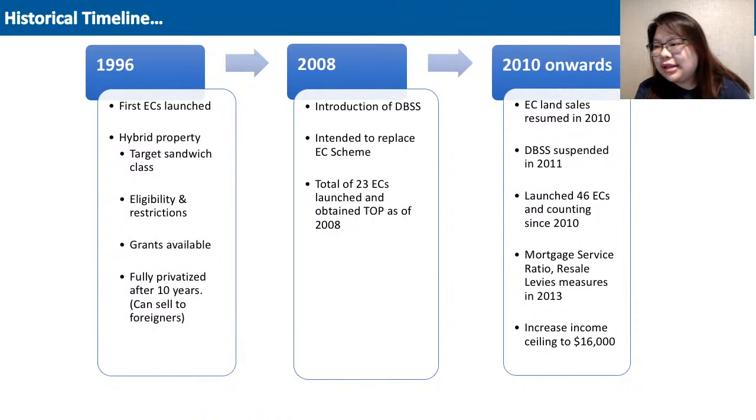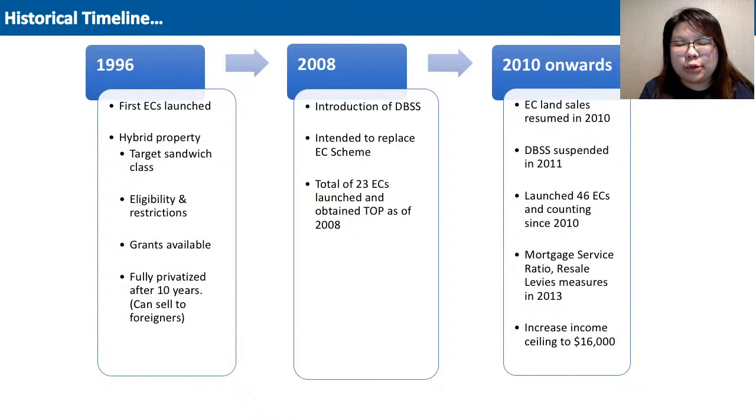So there was actually quite a few years of gap where there was no launch, no land launched under government land sales for EC. On the other hand, we saw the DBSS got killed. It was suspended in 2011. Okay, and since 2010, there were a total of 46 ECs, and of course we have new ones coming up as well.